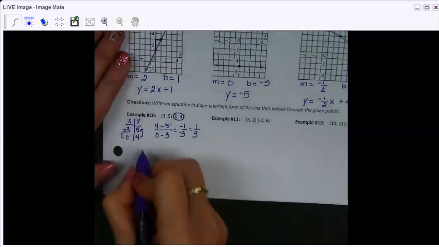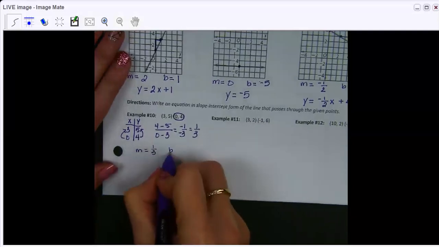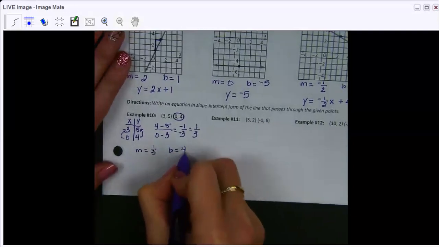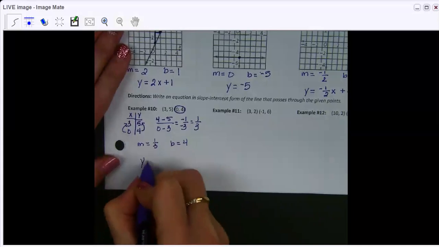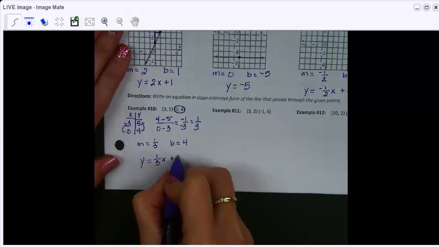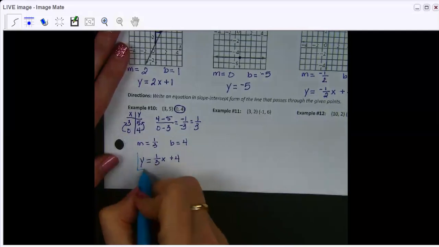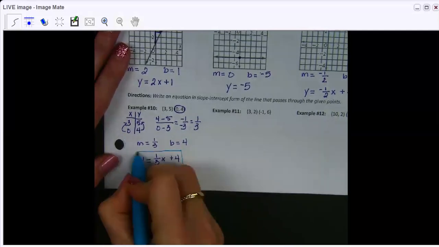So we have our m as 1/3, our y-intercept b as 4. So we're just going to write this as y equals 1/3 x plus 4. Now, the next two aren't this easy because we have to find the y-intercept a different way.